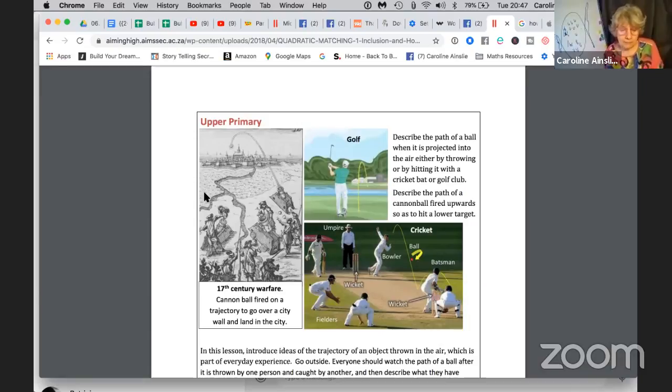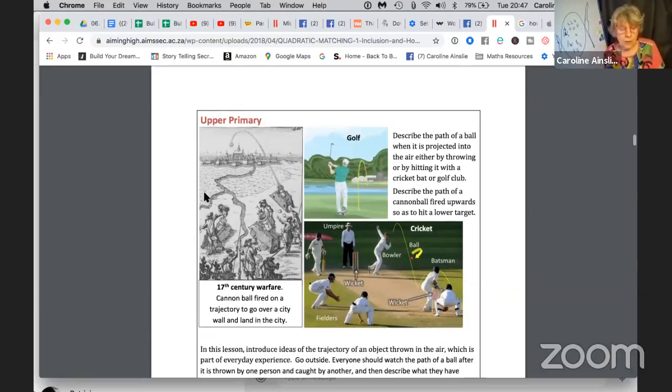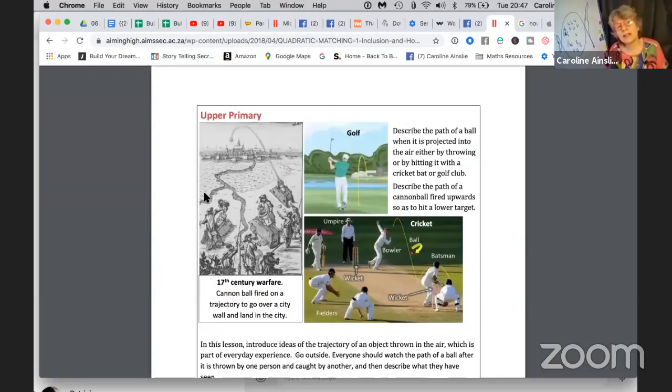But what else can you think of? I can think of some. What about a skier that comes down the ski slope and goes up and over? That's a parabola. These crazy people that jump across buildings, whatever that crazy sport is called, they're jumping over parabolas and the body goes over and over.